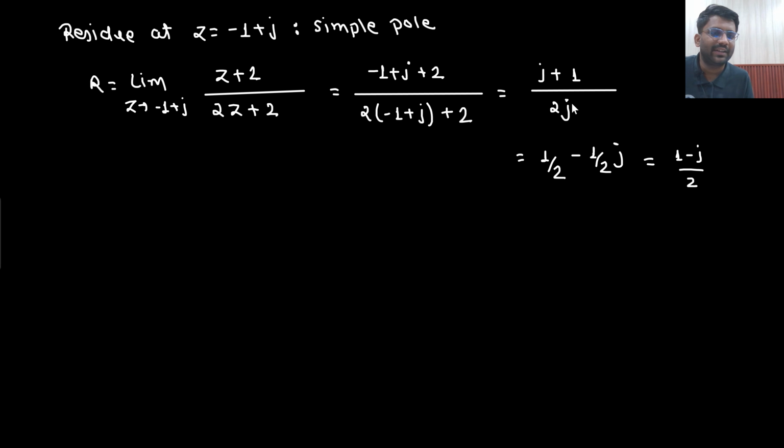Look, here I did not do the rationalization. You can do the rationalization as well, but it is pretty simple, no? j divided by j would be 1. So 1 by 2j would be minus j by 2. So 1 minus j by 2. So what is the answer?